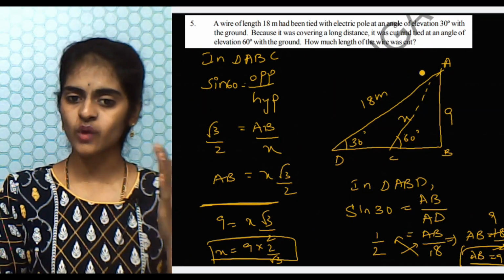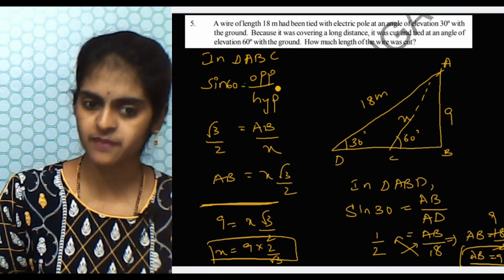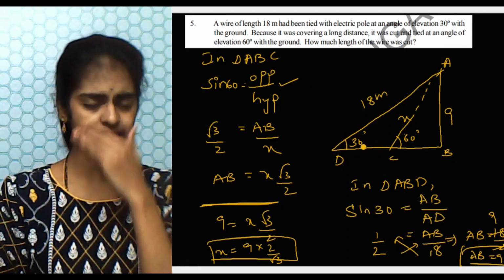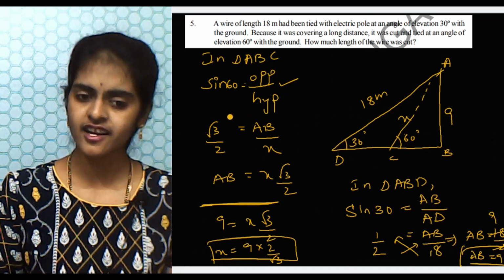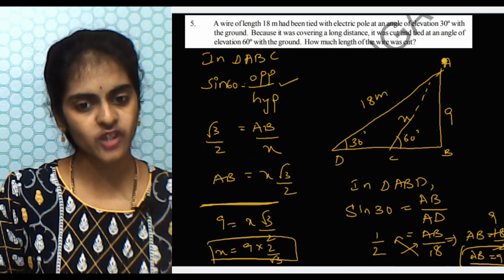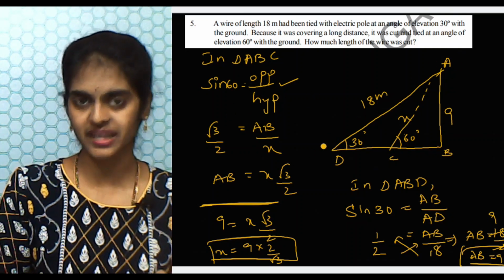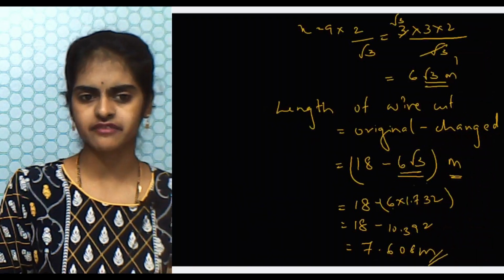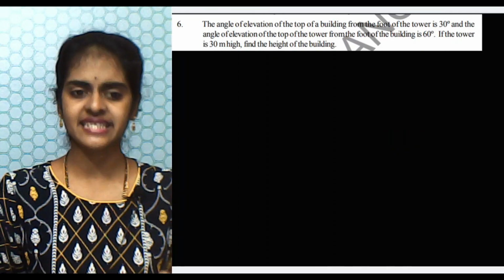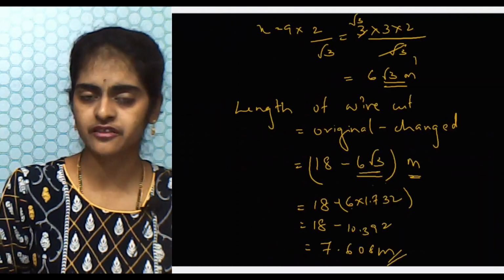In this case, since you have the relation with the hypotenuse, I am taking the sine value. In all other cases, we had a relation with the opposite side and the base, so we were taking tan. But this question is a special case where you have a relation with the hypotenuse. The length of the wire is the hypotenuse in this case. I hope all these problems are clear for you. The remaining questions, number 6 to 10, we shall discuss in a later video.